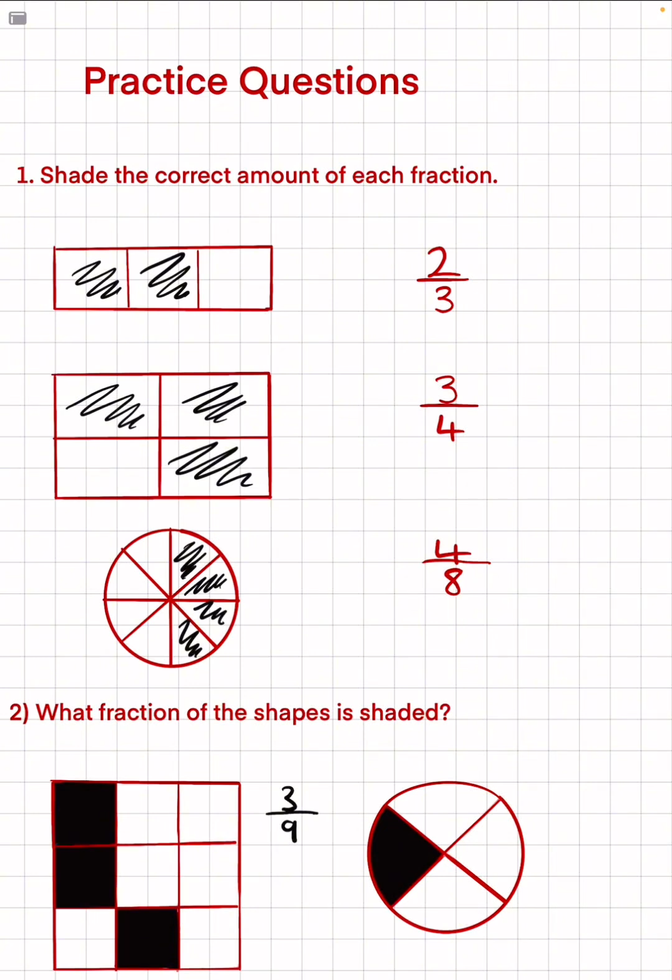Here we've got 1 part shaded, and in total we've got 1, 2, 3, 4 parts. So the fraction is 1/4.